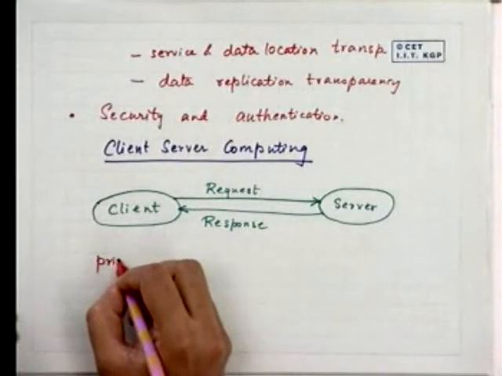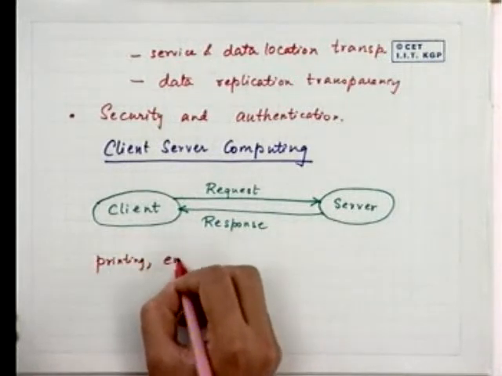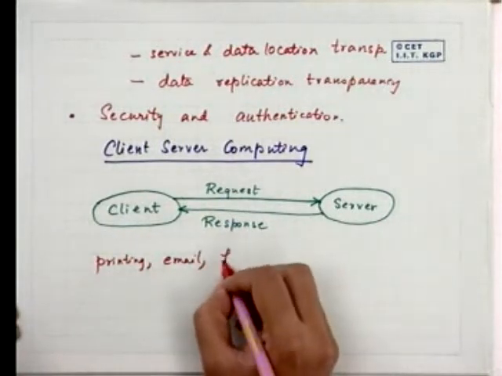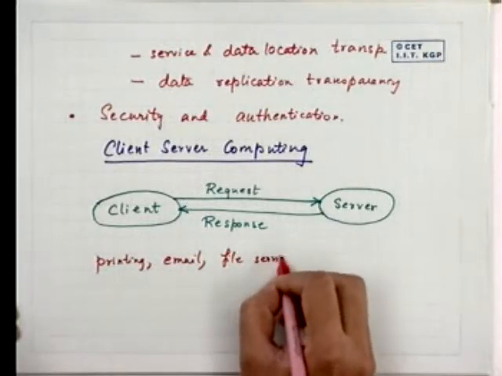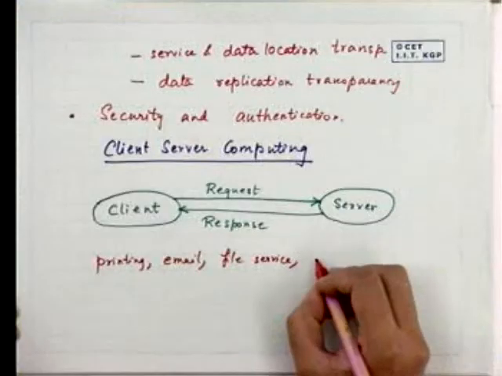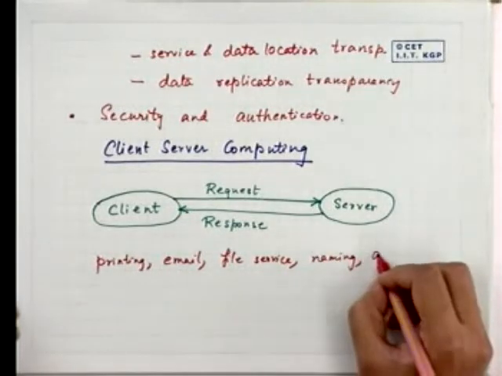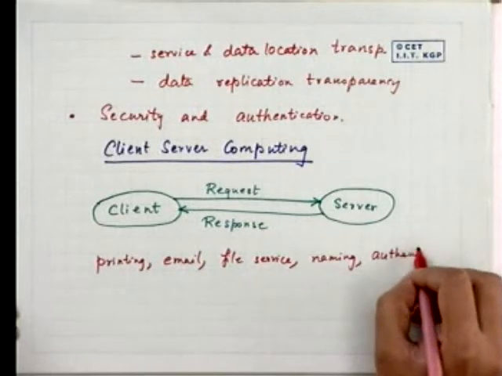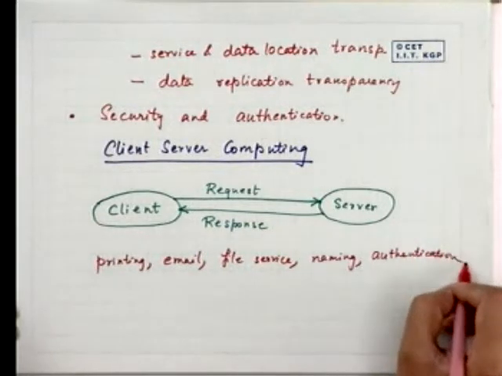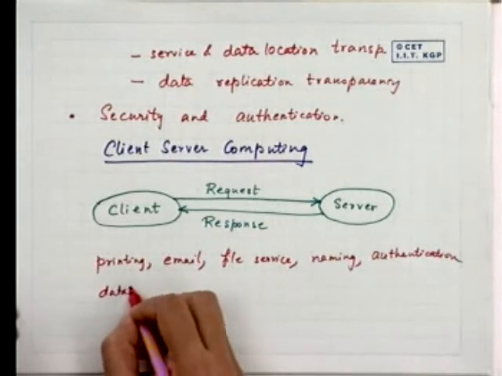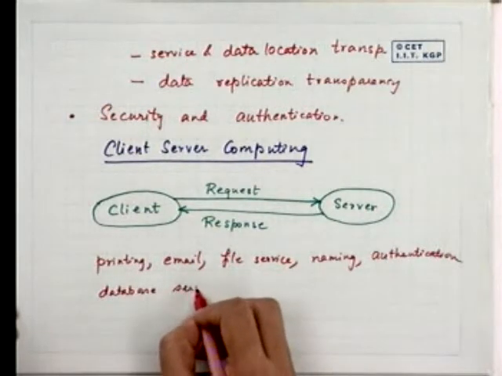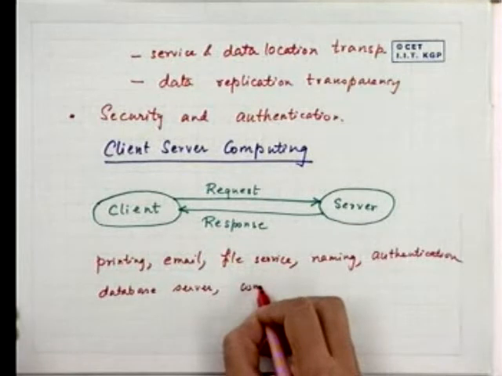For example, many services are provided as client-server services, like printing and electronic mail. Then we have file servers, which provide file service. We have servers for naming, the domain name server. We have servers for authentication. Then we have database service. We have database servers. We have computing servers.